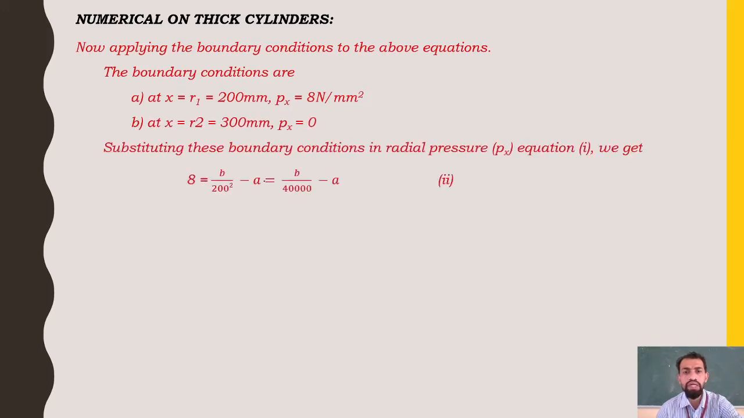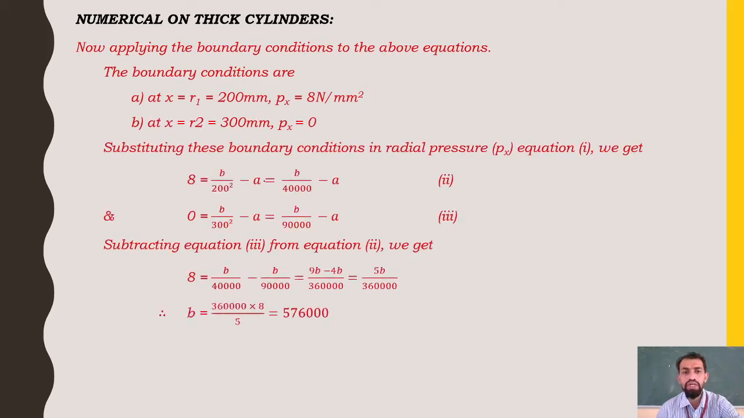Now applying the boundary conditions to the above equation. The boundary conditions are as follows. At x equals R1, meaning radius 1 is 200 mm, Px will be 8 Newton per mm square. At x equals R2, 300 mm, Px equals 0. Why is this 0? It is not given in the question. Here it is internal fluid pressure, so the internal fluid pressure is 8 Newton per mm square. External fluid pressure is 0, so it is not available.